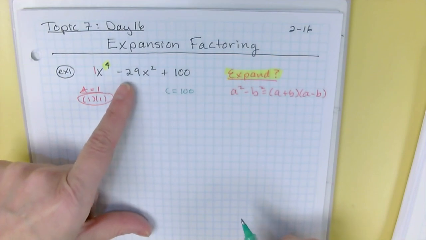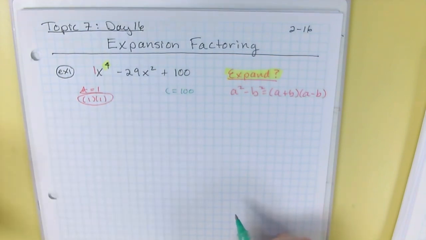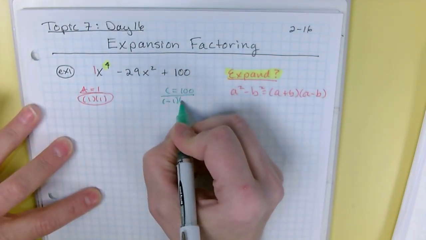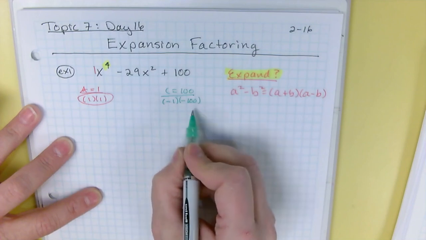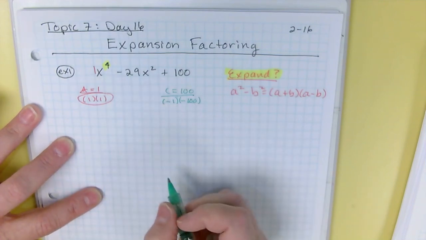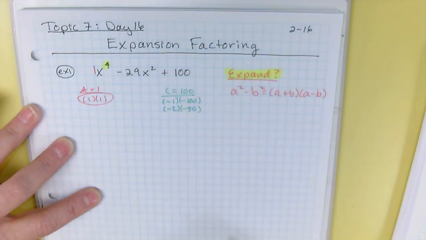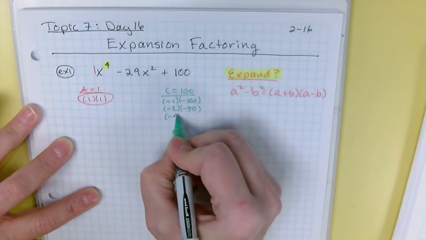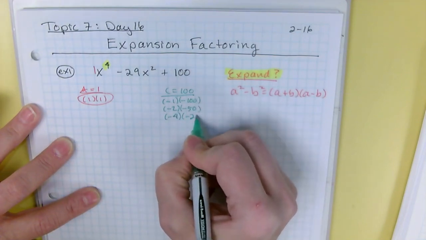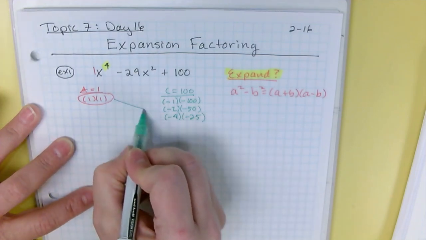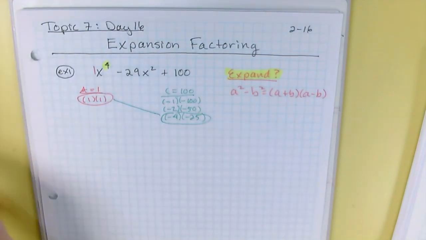And we know that it's going to be double negatives. And we know it has to add up to 29 by itself because the A's are 1s. So -1 times -100. If I add those together, I get -101. That's not it. -2 times -50. Add it together, you get -52. That's not it. -4 times -25. Add them together. Yes, we get -29. So those are your factors.